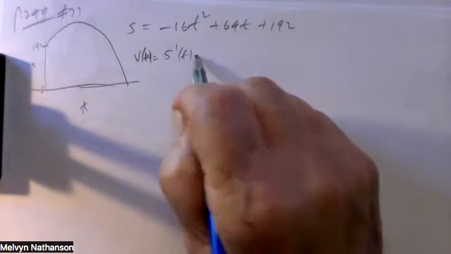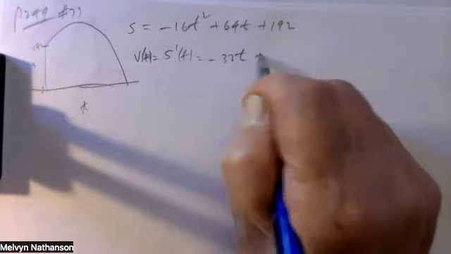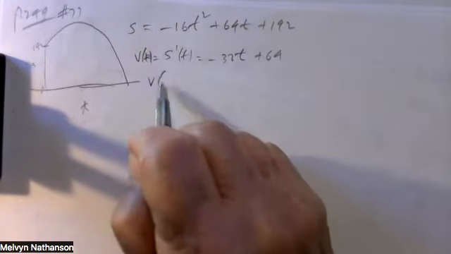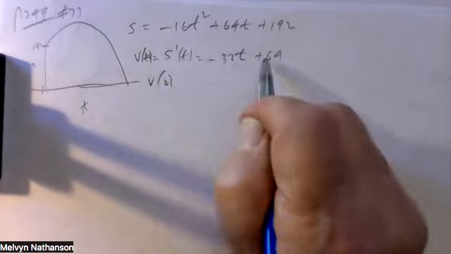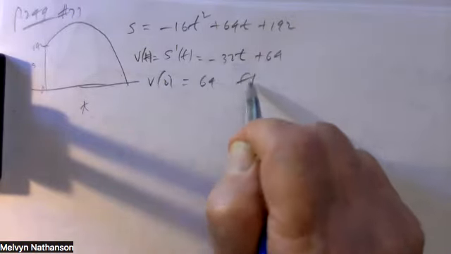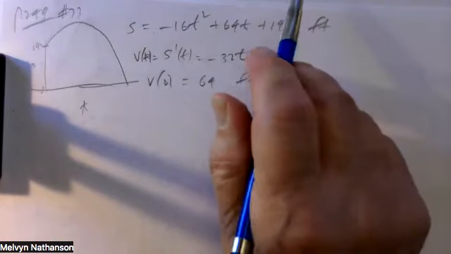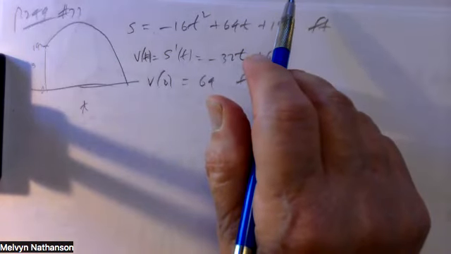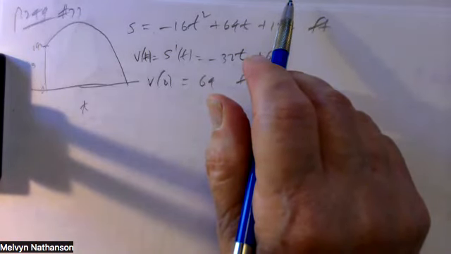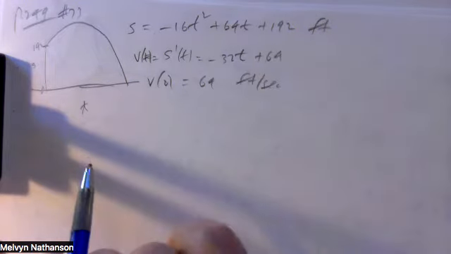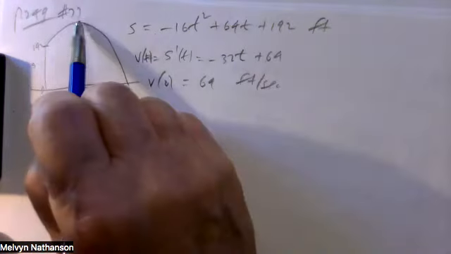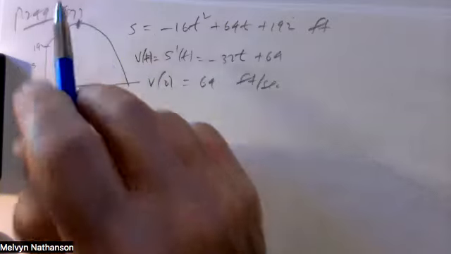And again, the velocity, which is the derivative of the position, is minus 32t plus 64. And the velocity at time 0, you see, we get 64 feet per second. This is the height in feet. The velocity is in terms of feet per second. When does the stone reach its maximum height? That is, at what time do we hit this maximum height?